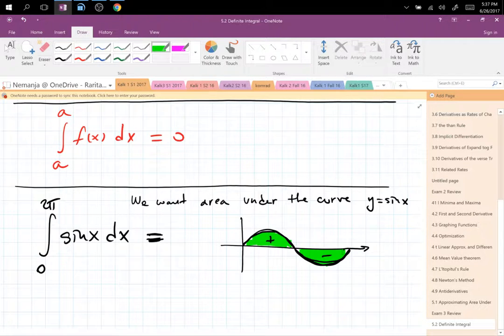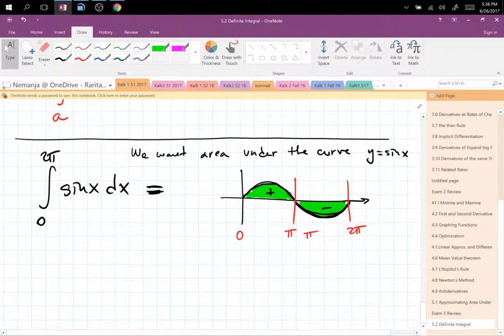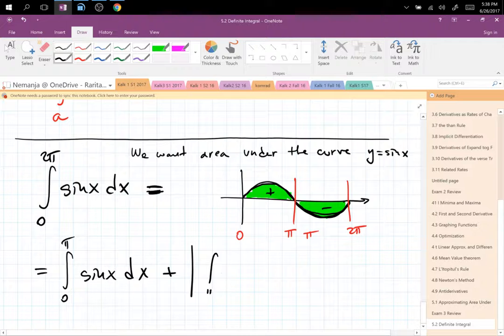So what I have to do is I have to be smart here and break this into two integrals. Break it into integral 0 to pi, and then from pi to 2 pi, where the negative integral I can put in absolute values, and then that would give me eventually a positive number. So this integral now is going to be integral 0 to pi sine x dx plus the absolute value integral pi to 2 pi of sine x dx. Yeah, we are giving ourselves double the work, but it can't be done the other way.